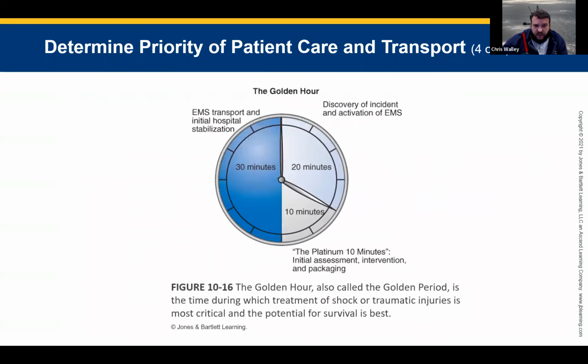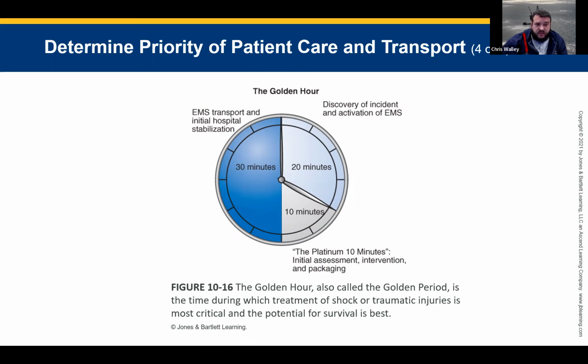Here's a breakdown of the clock to understand the difference in time. From the discovery of an incident to an activation of EMS, you have the platinum 10 minutes, which is the initial assessment, intervention, and packaging. So they're saying we only have 10 minutes once we get there to realize what's going on. We assess them, we do our interventions, and package, which means load them into the ambulance and begin transportation.